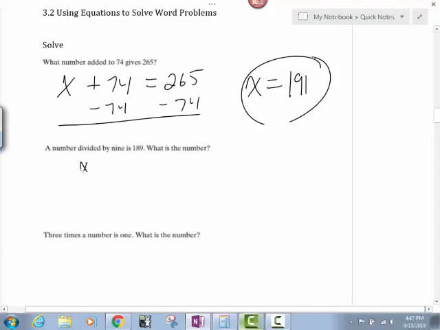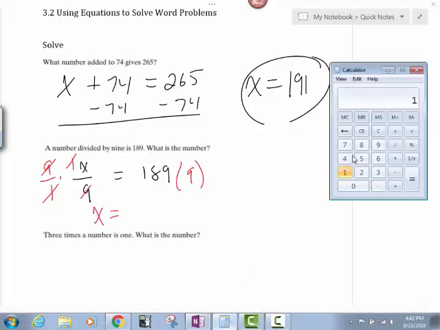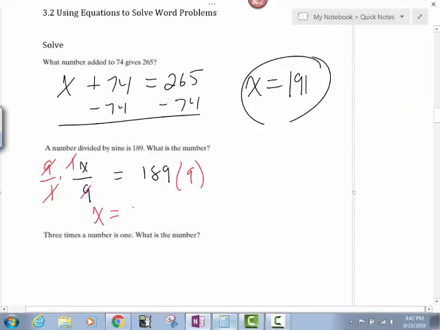It says a number divided by 9 is 189. What is the number? Just like we did these problems back in chapter 2, I can think about that as 1 over 9. So I'm going to multiply by the reciprocal, 9 over 1. I'll multiply by 9 over here. So that 1 and that 1 cancel, and that 9 and that 9 cancel. If I grab my calculator one more time and ask what is 189 times 9, we end up with 1,701.